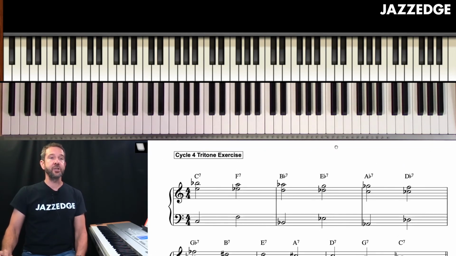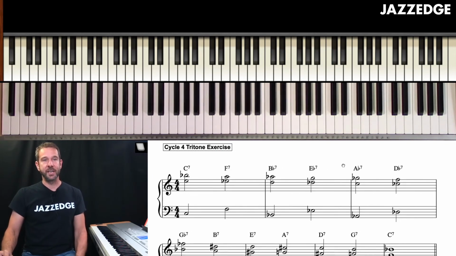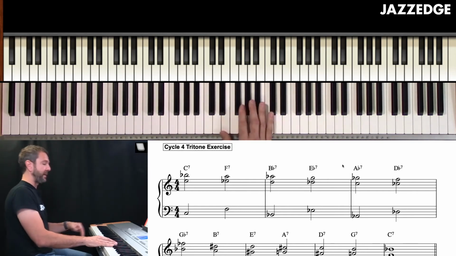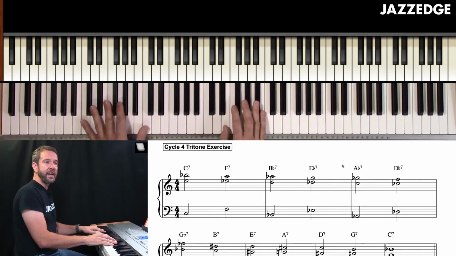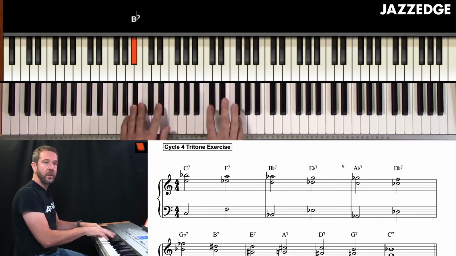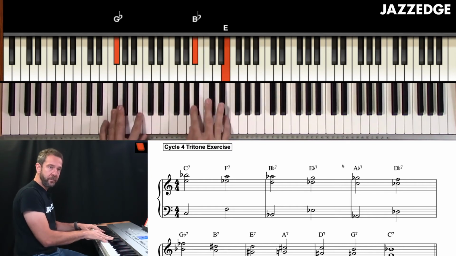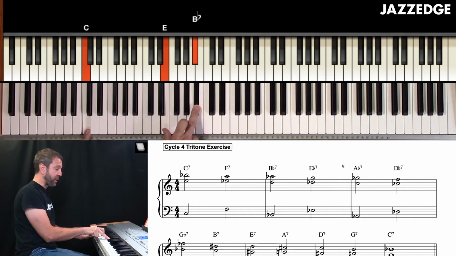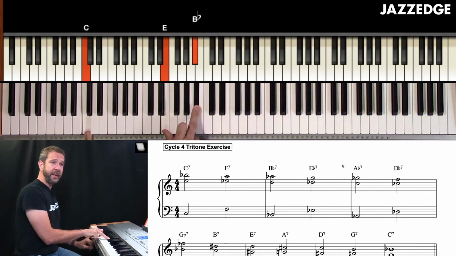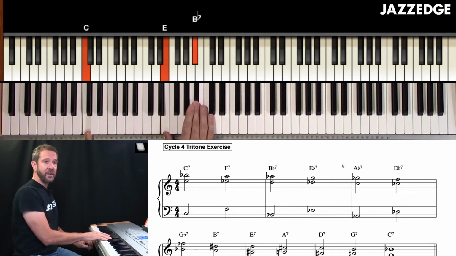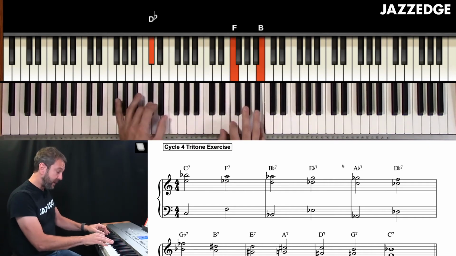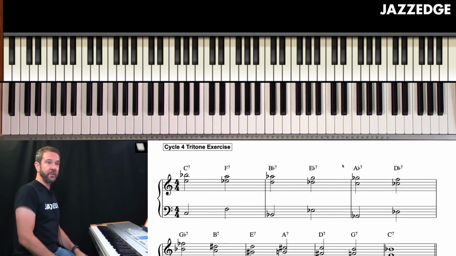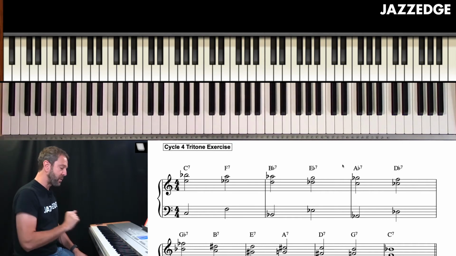All right, so now let me show you this cycle 4 tritone exercise. This is a great exercise to work on. Let me play it for you, and then we will break it down here. I'm actually going to play the right hand down an octave. This goes through about half of them. You end up hitting all 12 chromatic tones, but then you can also start it on C sharp, D flat, and then go through the cycle again as well to get those same voicings.